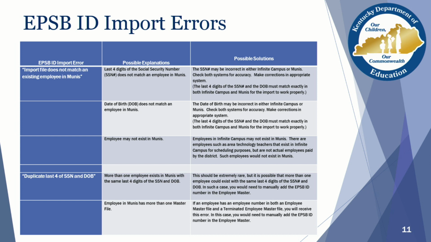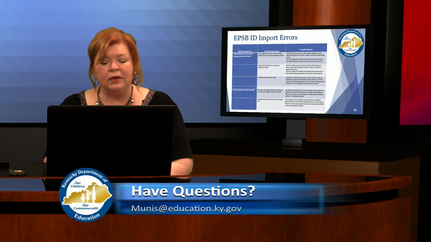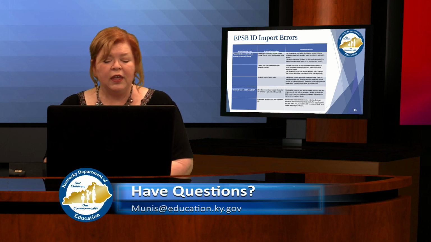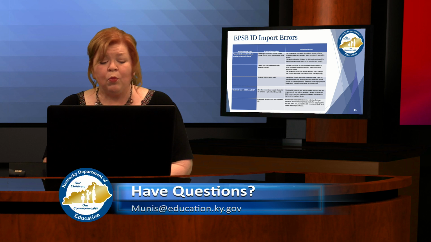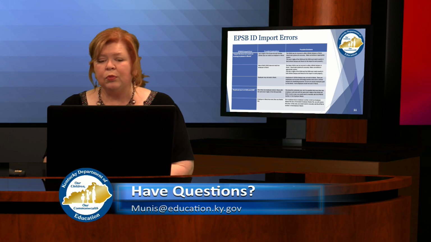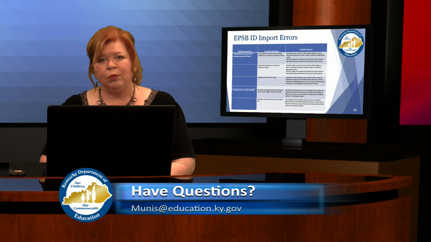And duplicate last four of Social Security number and date of birth. The two possible explanations for that are, first, that more than one employee exists in Munis with the same last four digits of the Social Security number and date of birth. Of course, that's going to be a very rare thing to have happen, but it could happen. The other is that the employee in Munis has more than one master file. An employee can have both a terminated employee master file and a regular employee master file. If they have both, you're going to get this error, and we'll have to manually update that in the employee master.